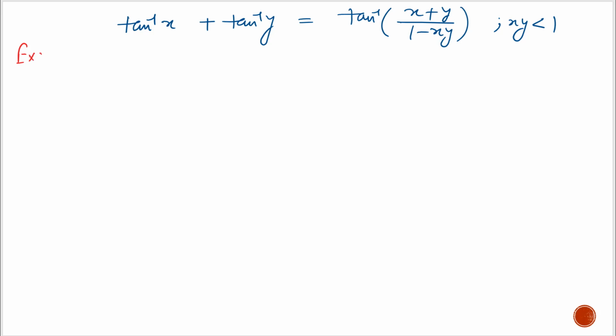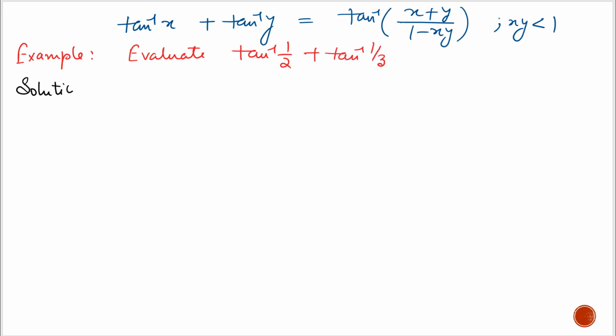Next formula, tan inverse x plus tan inverse y equals tan inverse of x plus y whole divided by 1 minus xy, where x into y is less than 1. Example, evaluate tan inverse 1 by 2 plus tan inverse 1 by 3. If we multiply 1 by 2 and 1 by 3, we will get 1 by 6, which is less than 1. So we will use the above formula.